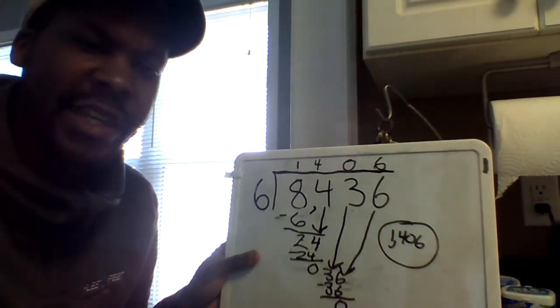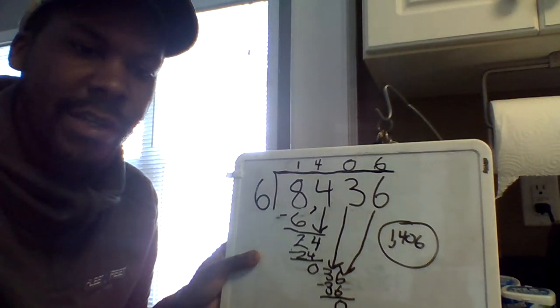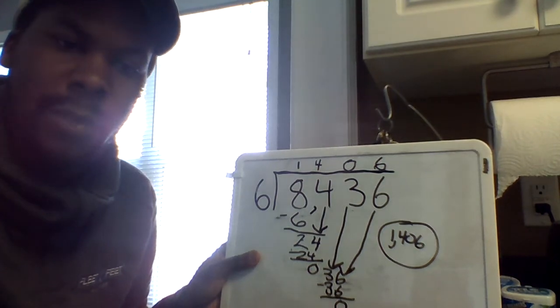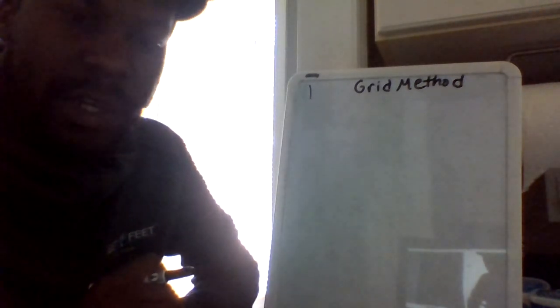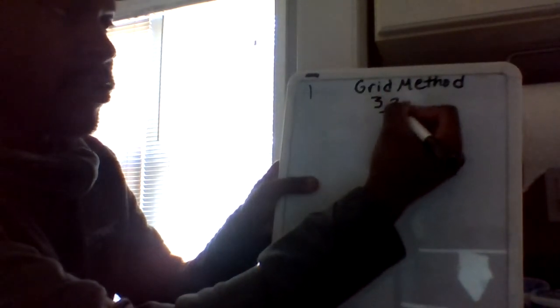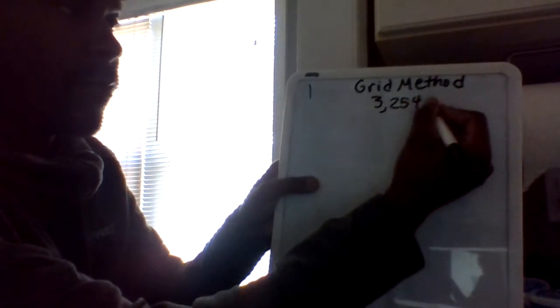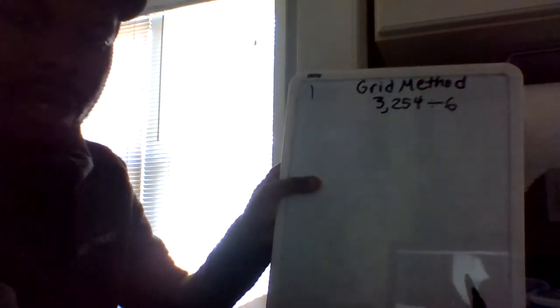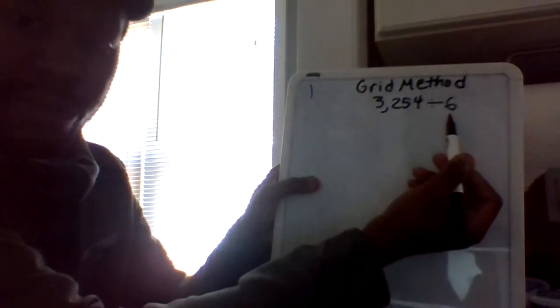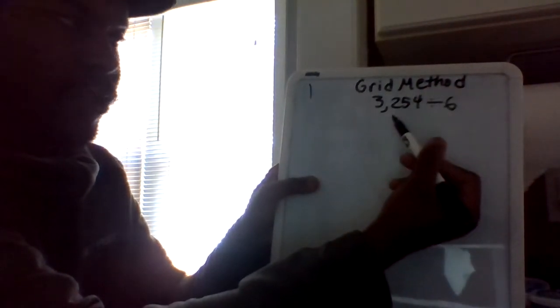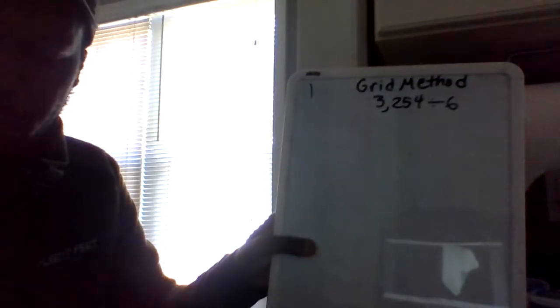We're going to be doing the grid method next. So let me get myself ready and I'll be right back. All right, so we're going to go ahead and get started with the grid method now. So I'm going to write our problem out first. Our problem is 3,254 divided by 6. I know that 6 is going to be my divisor, and that 3,254 is going to be my dividend.